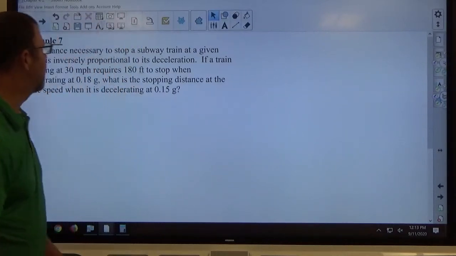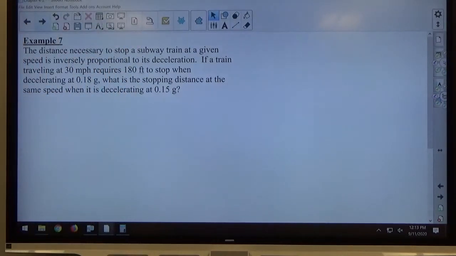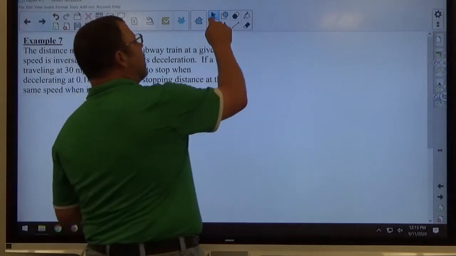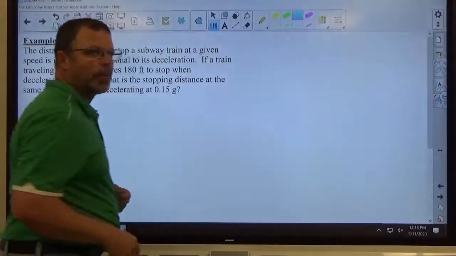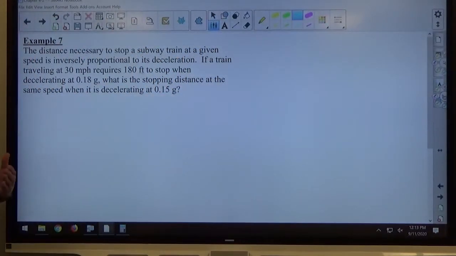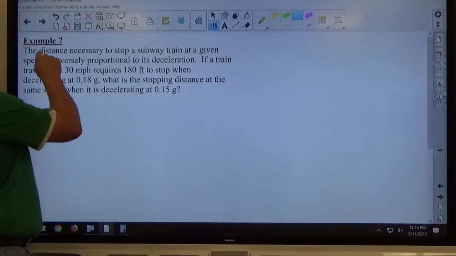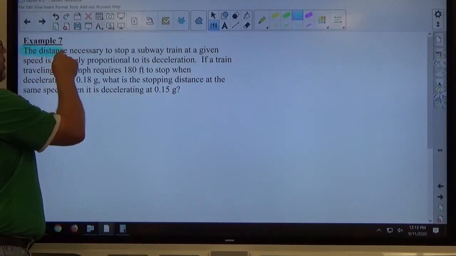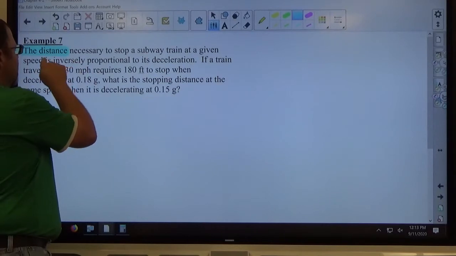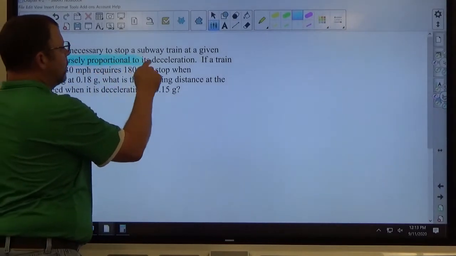Okay, our final example today, example 7. The distance necessary to stop a subway train at a given speed is inversely proportional to its deceleration. So this is very much like we did yesterday. We did a direct proportionality problem. That was subscript 1 over 2 equals subscript 1 over 2. It says here the distance, I'm just going to go distance, is inversely proportional to deceleration.